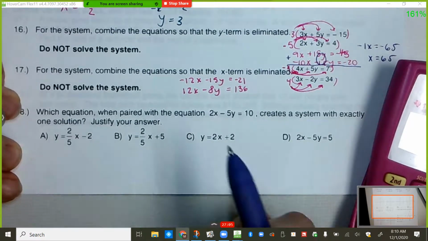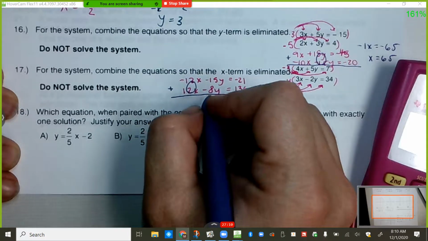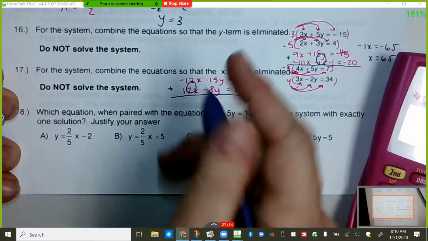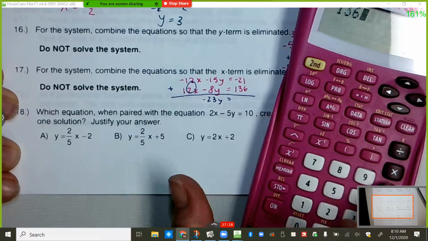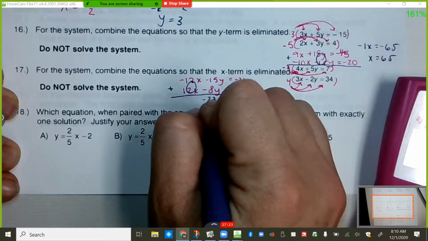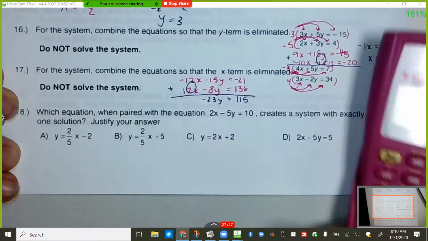So now we do big addition. This zeroes out. Negative 15 minus 8, negative 23, and 136 minus 21 is 115. Divide by negative 23, I get negative 5.